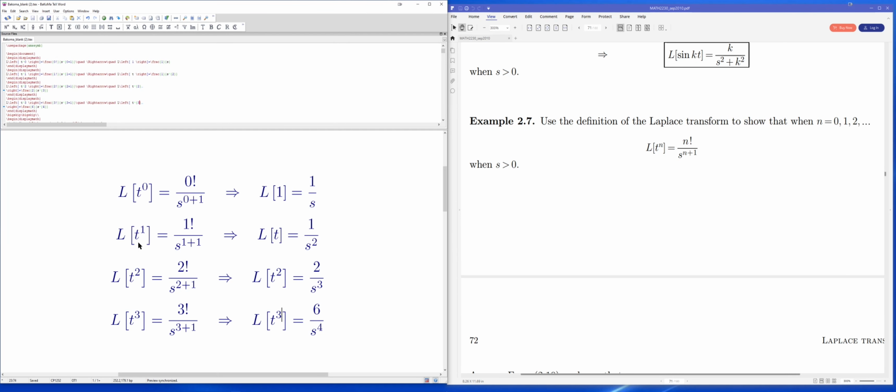Next one is Laplace of t to the 1. In the case when n is equal to 1, I have 1 factorial on s to the 1 plus 1, which is s squared. So I get Laplace of t is 1 on s squared. And you can check these. For example, Laplace of t squared under this formula is 2 on s cubed, and Laplace of t cubed is 3 factorial, which is 6, on s to the 4th.